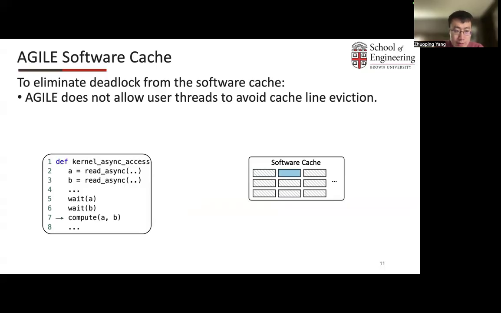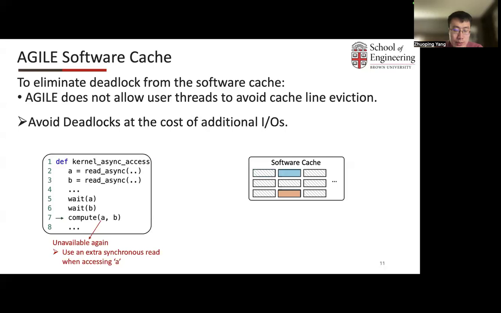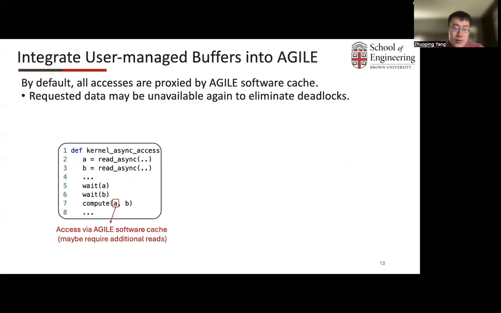And at line 7, we need to use A and B for some computational tasks. But at this time, A is unavailable again. So in this case, Agile will use an extra synchronous read to load A when the user wants to access A. So in this way, we can avoid blocking other threads and eliminate the deadlock problem. But we have to pay some additional IOs in this case. Because by default, all accesses are proxied by Agile Server Cache and the requested data may be unavailable again because we need to eliminate the deadlock, which is not really good.